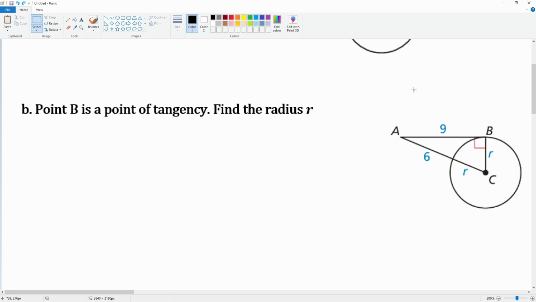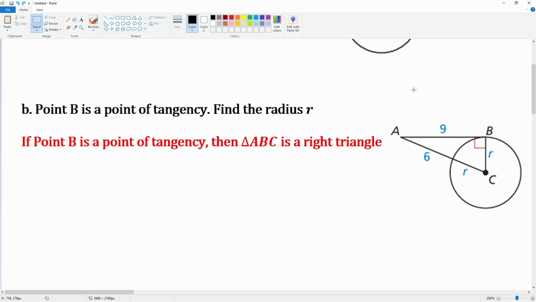Question B. Point B is a point of tangency. That means a squared plus b squared equals c squared is possible because it's a right triangle. When triangle ABC is a right triangle, a squared plus b squared has to be equal to c squared. Okay? Because it was given, point B is a point of tangency.